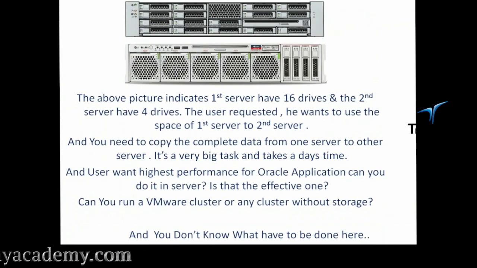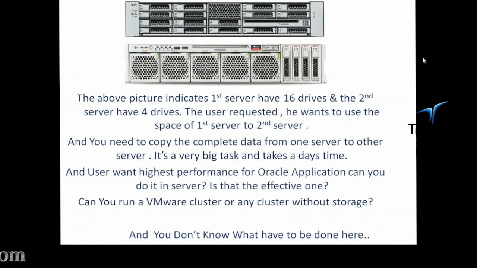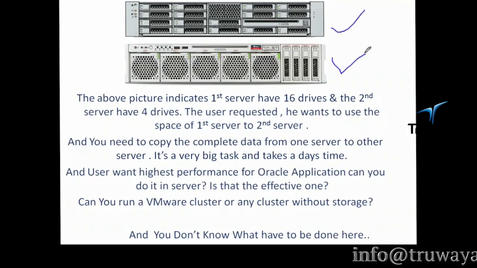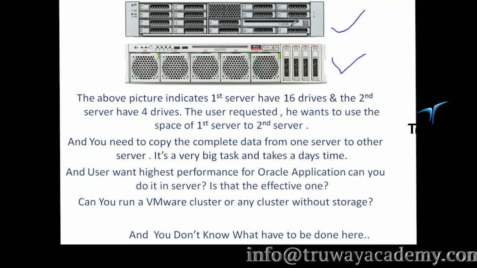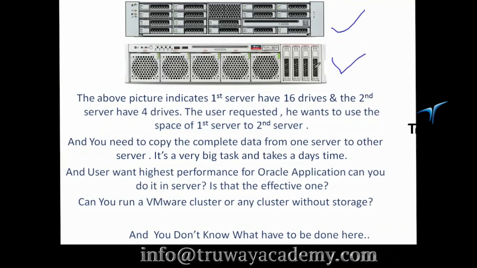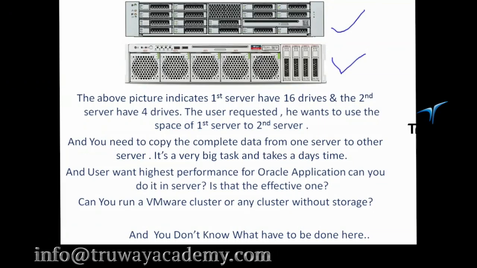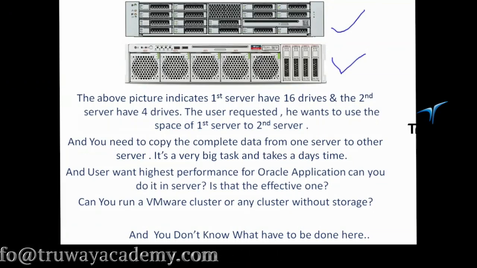In the same way, for the next combination, we have two servers. The first server is what you saw on the first slide, and the second server is on the second slide. The first server has 16 hard drives, and the second has only 4 hard drives. But the second server is more advanced compared to the first. It has more processors, more memory, and faster processing. It's the next version of the server.